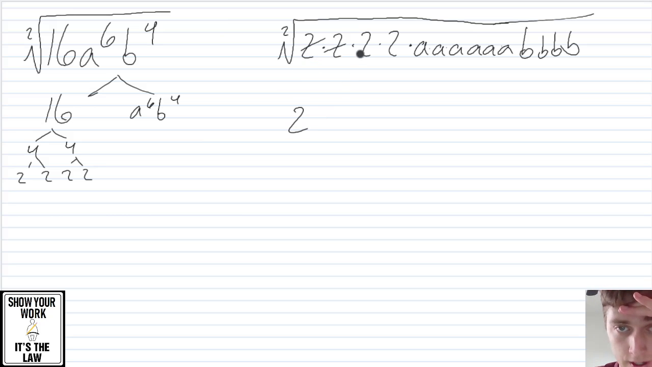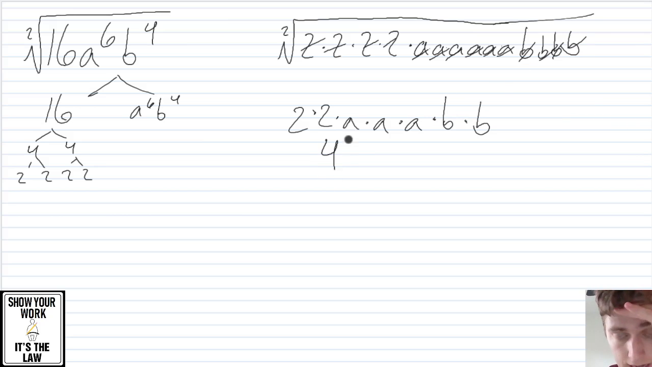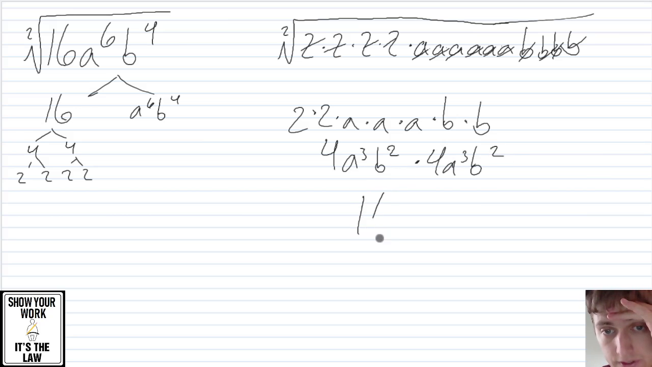There's 2 2's, there's 2 a's, there's 2 a's, there's 2 a's, there's 2 b's, there's 2 b's. All right, 2 times 2 is 4, a times a times a is a cubed, b times b is b squared. So this tells us that the square root of this whole thing is going to be this right here, and we can test that because if we multiply 4a cubed b squared by 4a cubed b squared, 4 times 4 is 16, a cubed times a cubed is a^6, b squared times b squared is b^4, so it checks out.